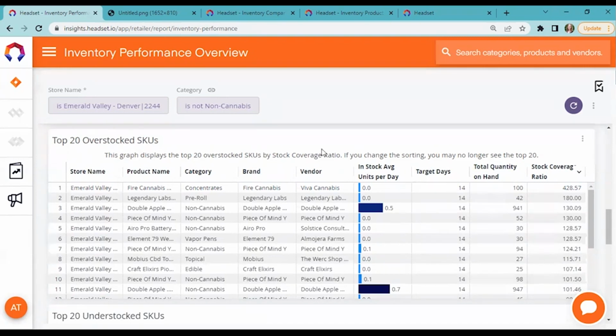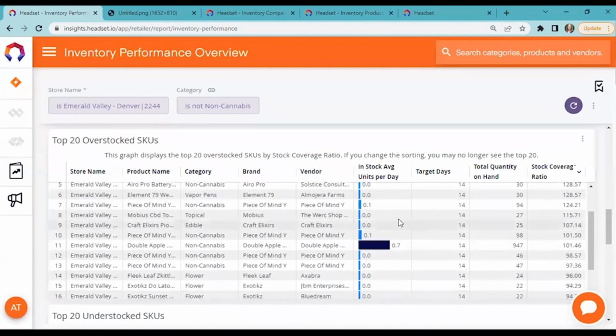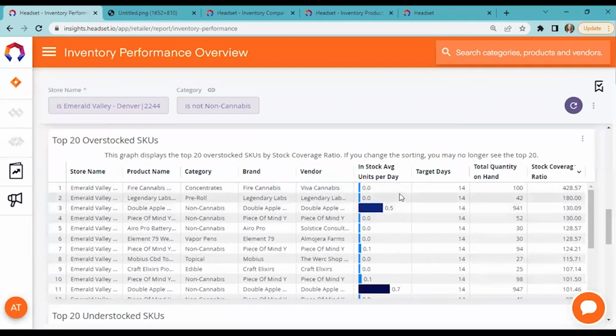So for the top 20 SKUs, what we're looking at here is in-stock average units per day. If you've been to a couple of these training sessions, you'll probably have heard me talk about this specific unit that we use throughout a lot of our dashboards. And this is the average number of units that you sell in a given day. A lot of these are zeros, but they might be like 0.01 or 0.02, really small numbers. And so obviously you can tell that you're not really selling as many of those.